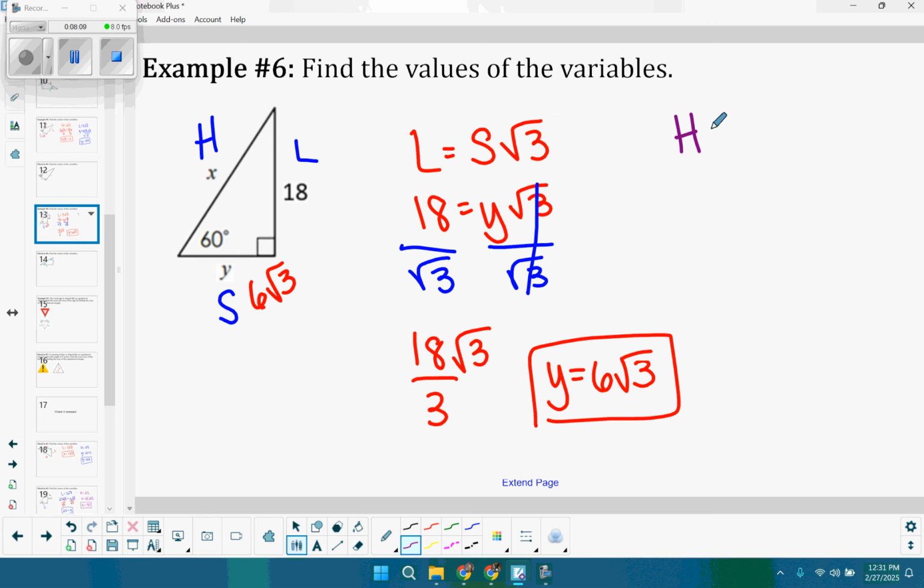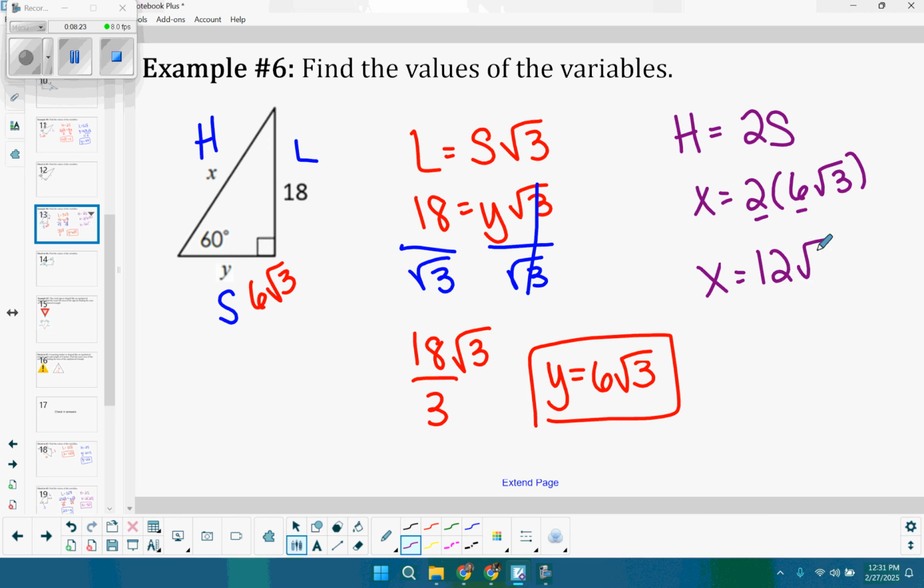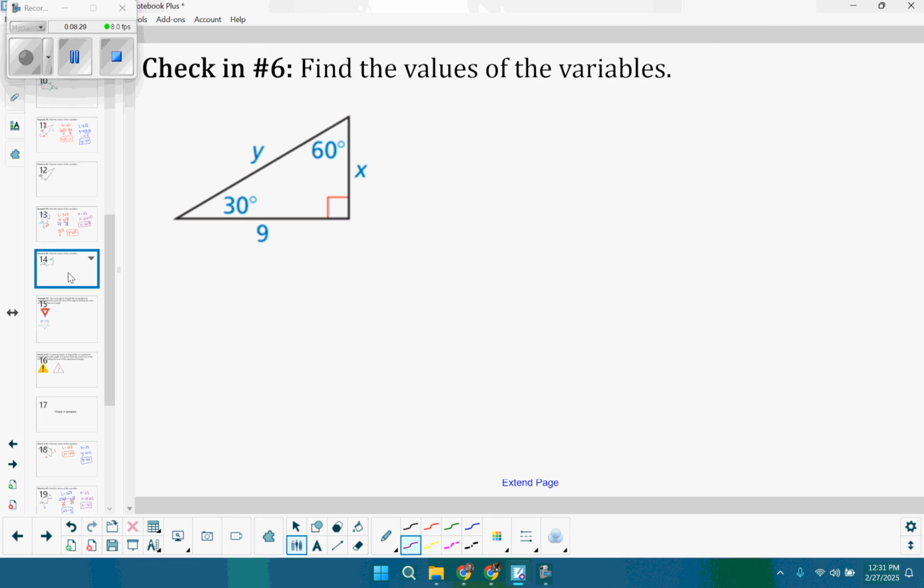So using the other formula of H equals 2S, we could plug in X for our H equals 2 times, and S was 6 root 3. So multiplying just the like parts, X would be 12 root 3. There's a try problem for you here. Pause. Answers are posted on Google Classroom.